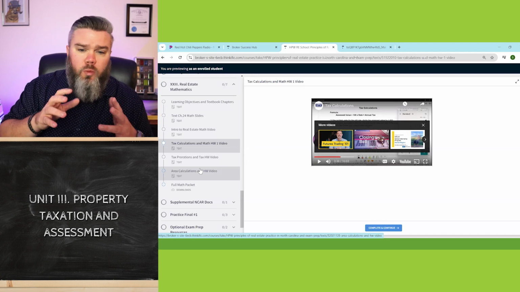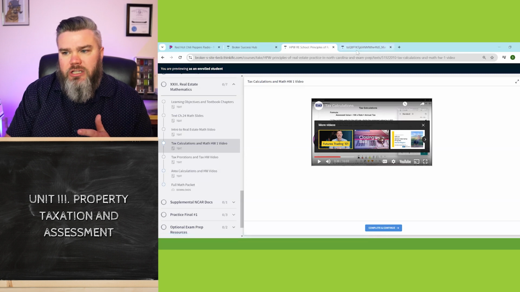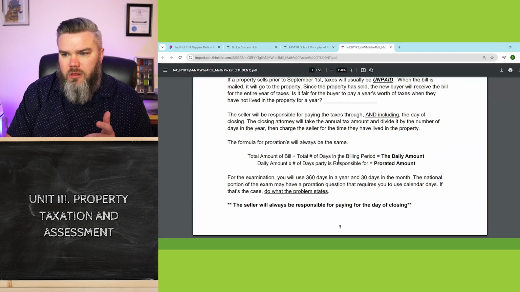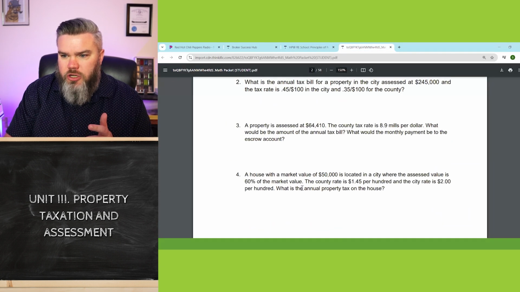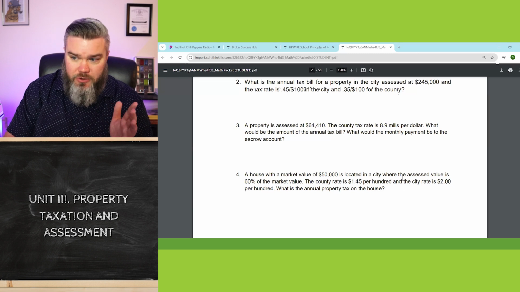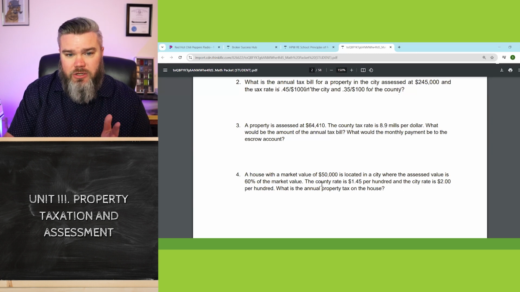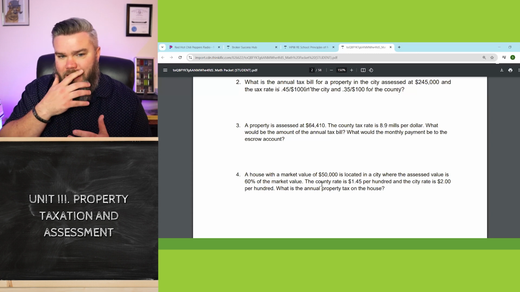So, once again, folks, don't ever put anything in the question that's not there. If you look at this math packet, this one just says market value and 60% of that market value. It does not say anything for the assessed value. The assessed value is 60% of the market value. So you can't make that mistake. It's telling you what to base it off of.